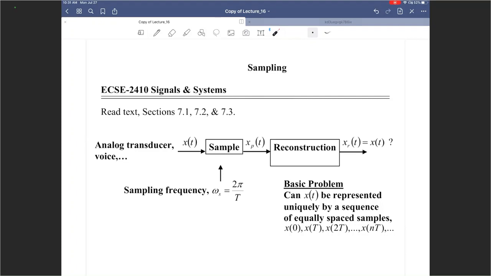So in this lecture, we will be addressing the concept of sampling, meaning to go from a continuous time signal to a discrete time signal, pick out certain values of a continuous time signal, or sample it. And from these samples, the question is, can we reconstruct our continuous signal with those limited number of samples?